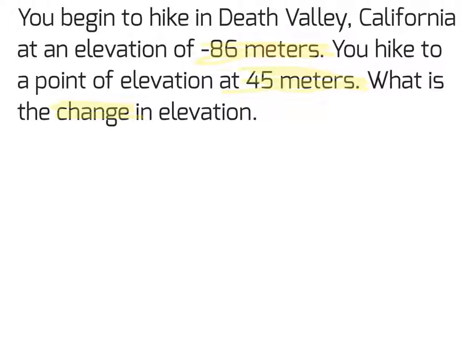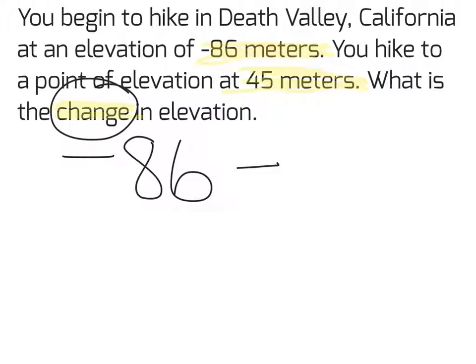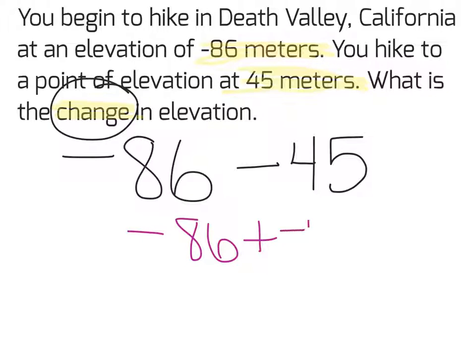So we begin at an elevation of negative 86 meters. So negative 86, we have to write a problem, minus, because remember that word change means I'm subtracting, 45. Okay? Now we're going to keep, change. So negative 86 plus negative 45.